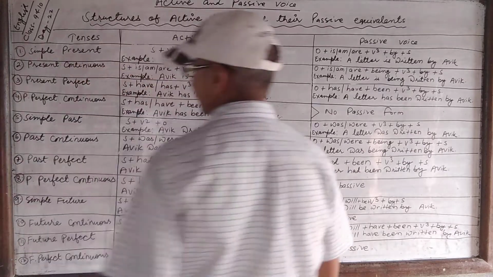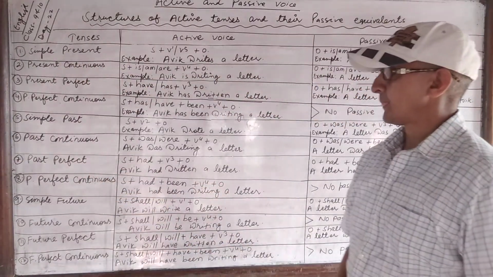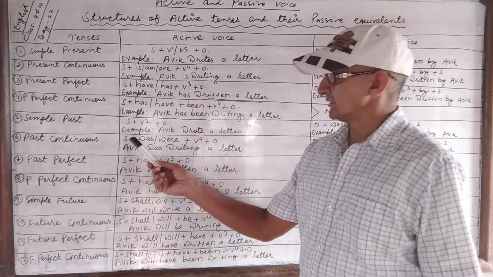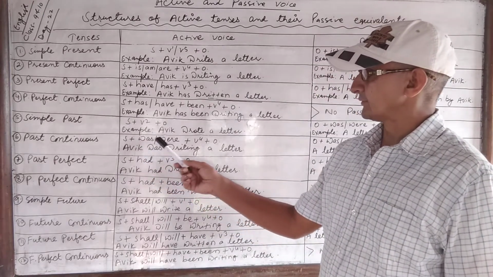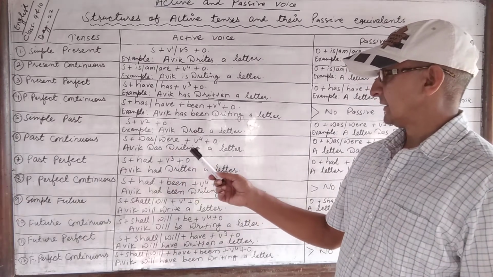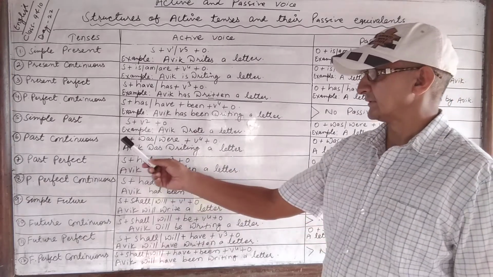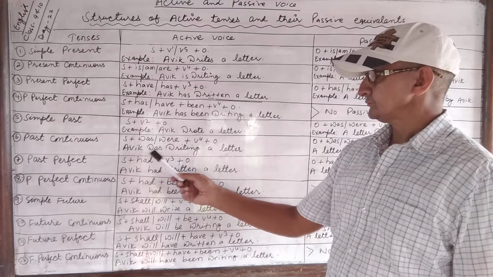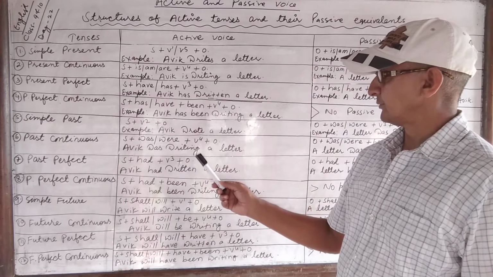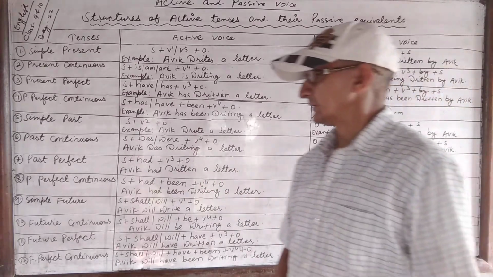Now the next tense is past continuous tense. The structure of past continuous tense is subject plus was or were plus V-ing plus object. Avik was writing a letter. Avik is the subject, was is used with a singular subject, and writing is V-ing, a letter is the object.